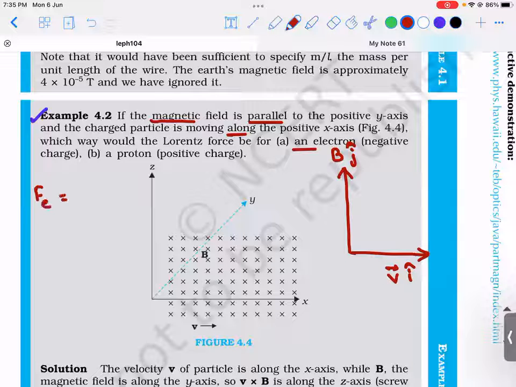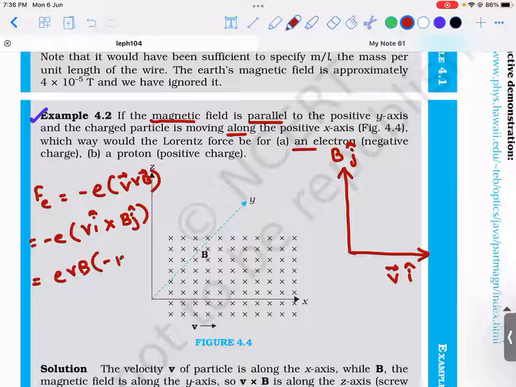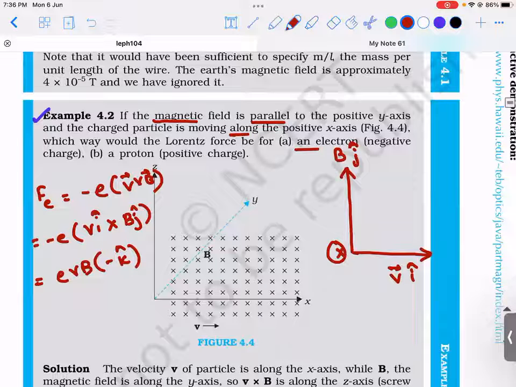So the force on the electron, what can I write it as? Minus e into V vector cross B vector. Right? It will be minus e into, what is the V vector? V I cap cross B vector, which is B J cap. So I cross J is K. So eVB into minus K cap. So eVB is going to be the magnitude and minus K cap will be the direction along which the particle will experience force. So an electron will experience a force in the negative Z direction.